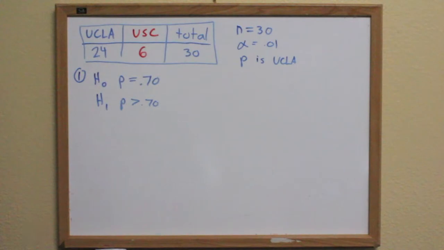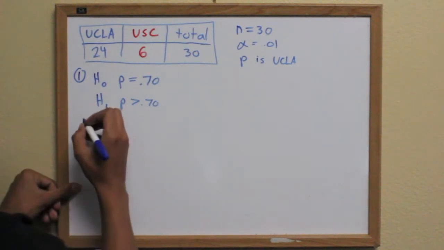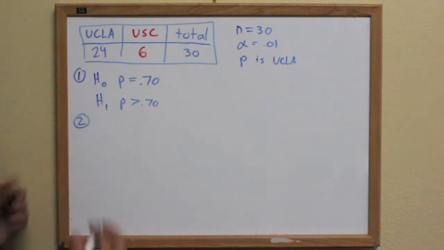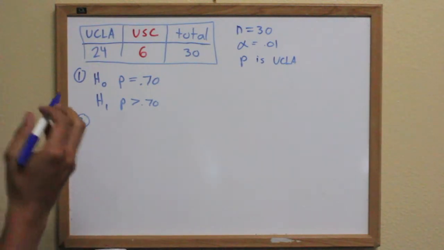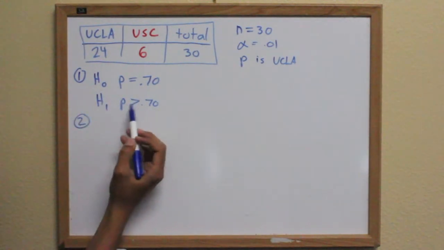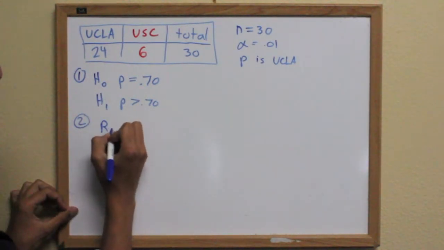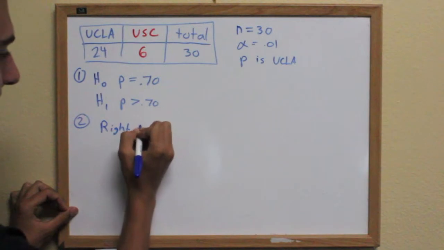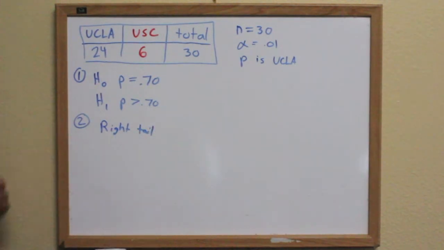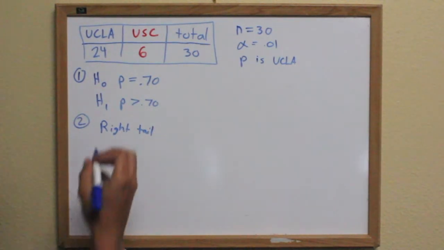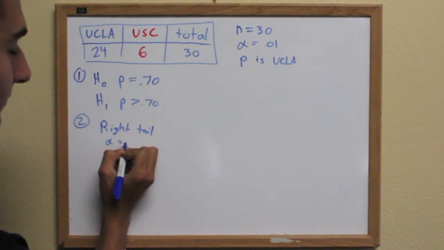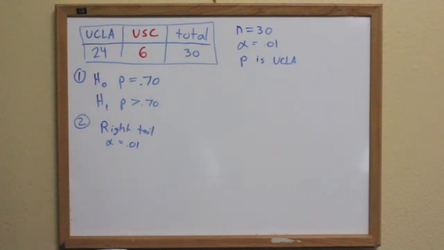Alright, so our second step is to identify how we're going to graph it later on. Since this arrow is pointing to the right, it's going to be a right tail. And the significance level that we're going to use is 0.01, which is also up here.